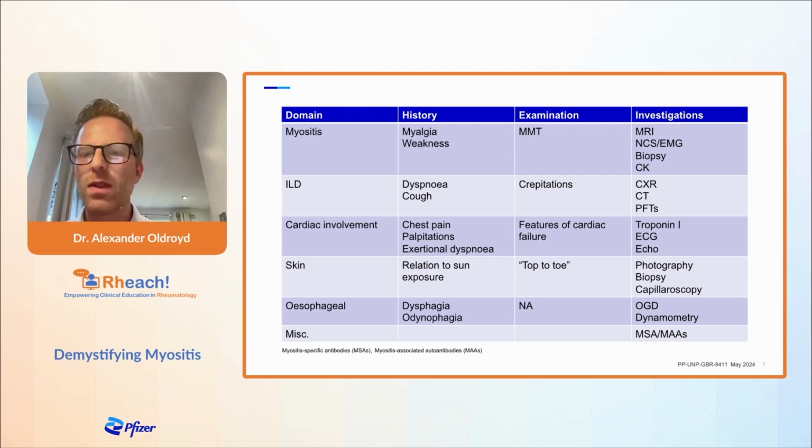Esophageal involvement, difficult to examine this, obviously. If you think someone has esophageal involvement, an OGD endoscopy can help. Dynamometry, if available, can also help quantify as well. And then other miscellaneous investigations: test for myositis-specific autoantibodies or associated antibodies, which we'll talk more about in a bit.